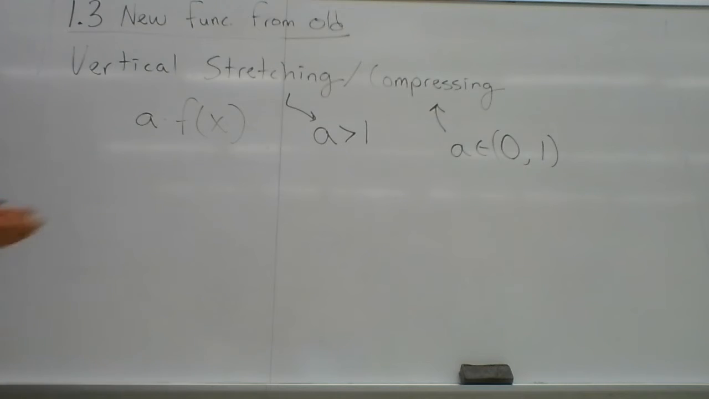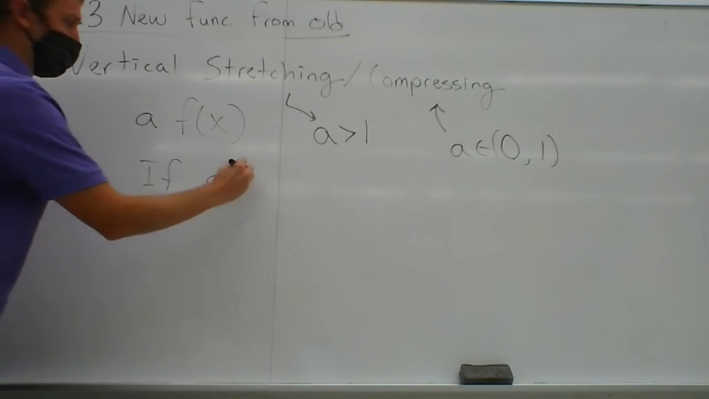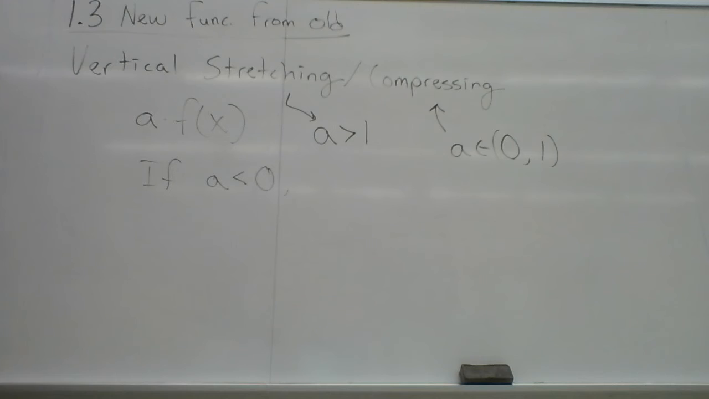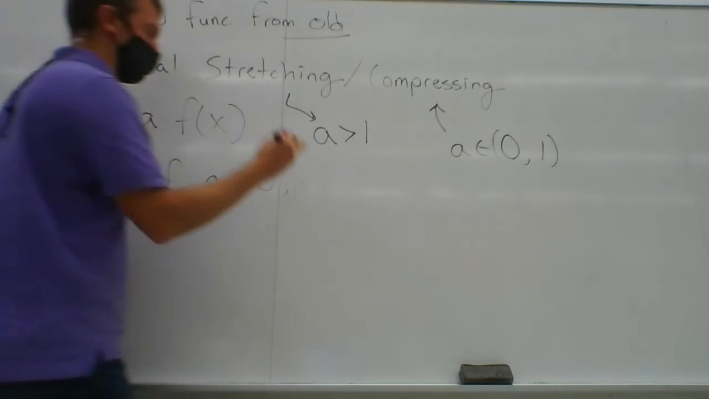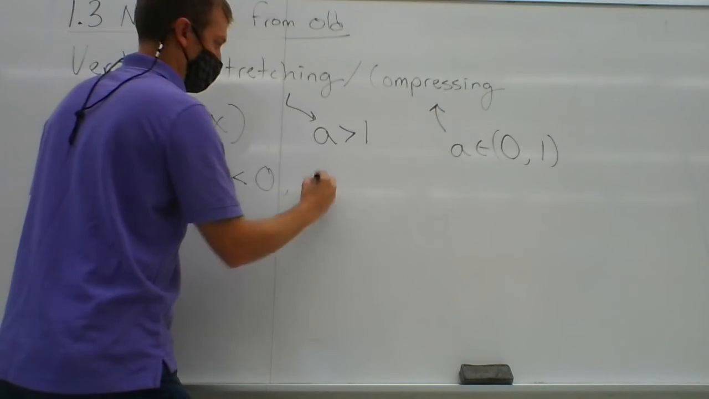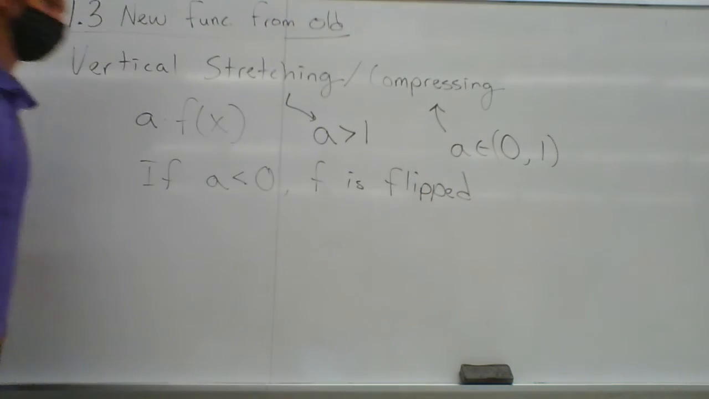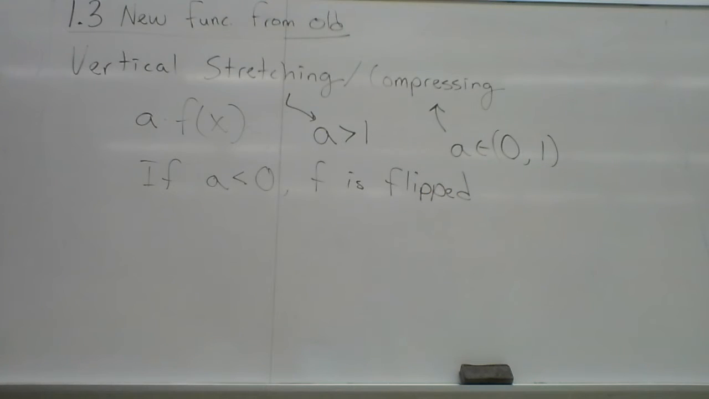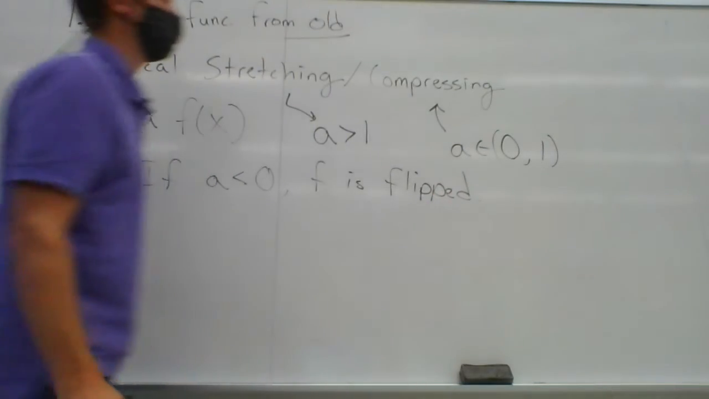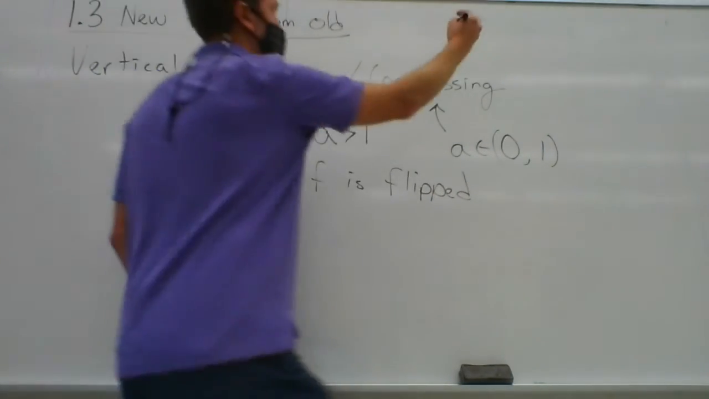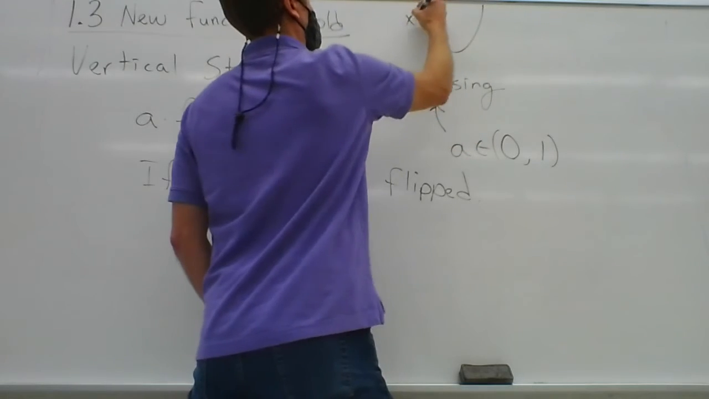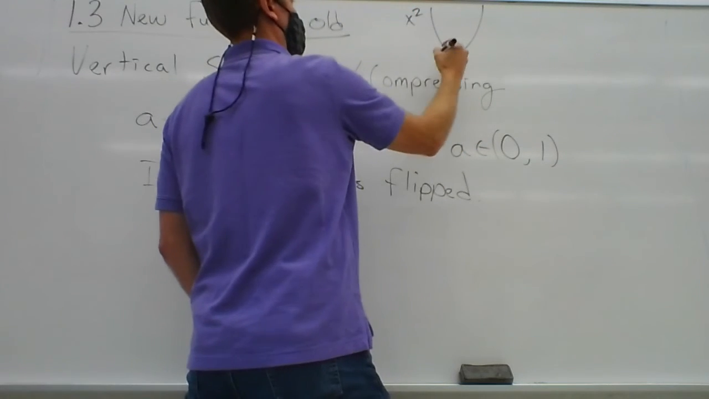I guess as an aside, if A is negative, what happens to our graph? In addition to vertical stretching and compressing, what happens to the graph? It's upside down. It flips it. Every negative becomes positive. Every positive becomes negative. This is just essentially flipping the graph. Nice concrete example, something we just looked at: x squared, multiplying it by negative 1.